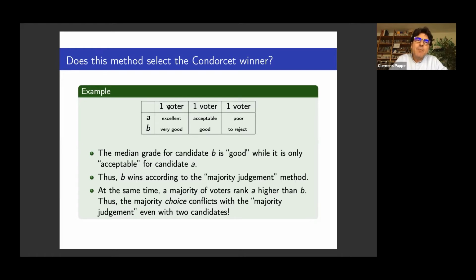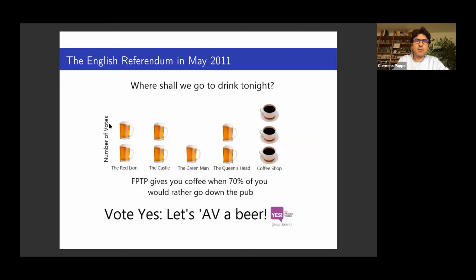Can you say something more about the distribution of grades in the population that would prevent such a case from happening? Yeah, of course, you can do that, but the example clearly shows that the problems are not solved by this method. Unfortunately, it would have been good to have a method that solves the problems, but majority judgment has its own problem. Let me close this overview actually with the following advertisement.